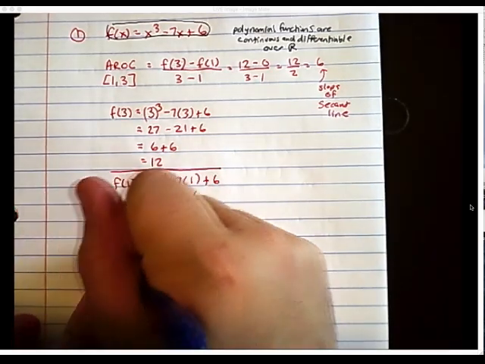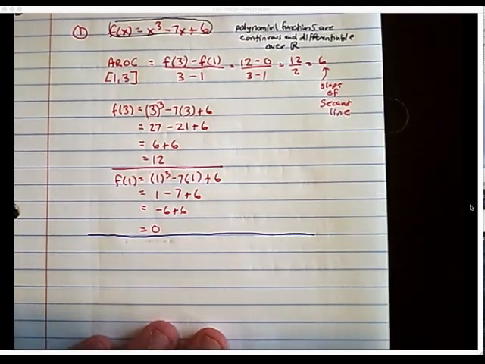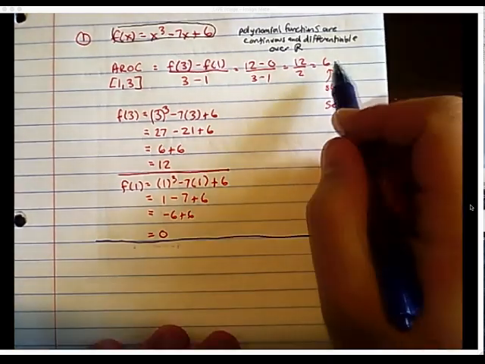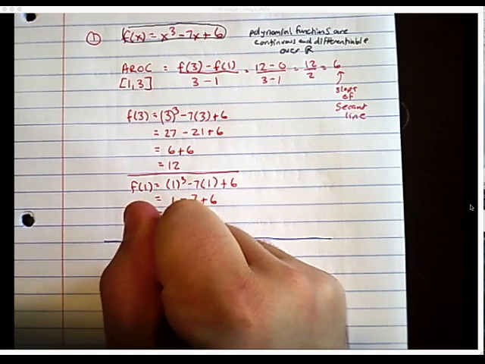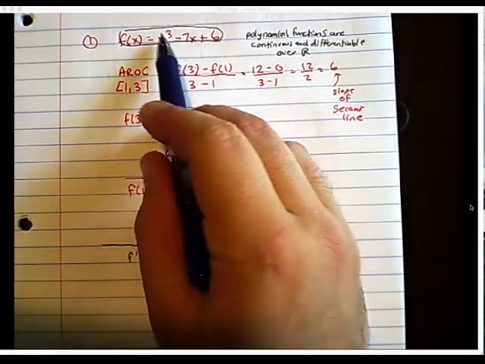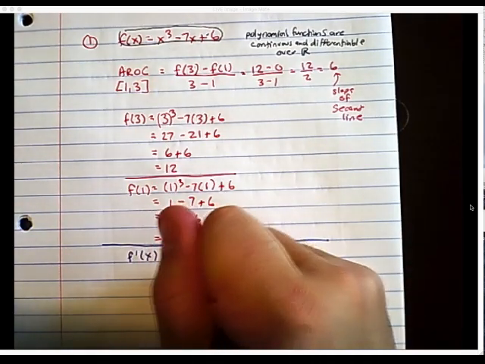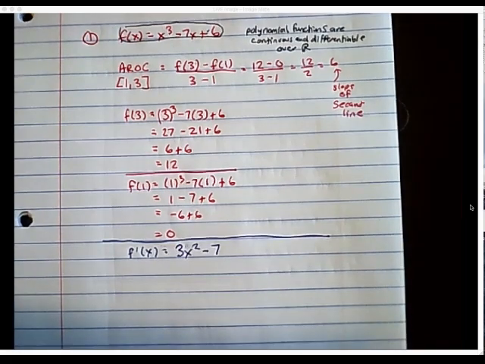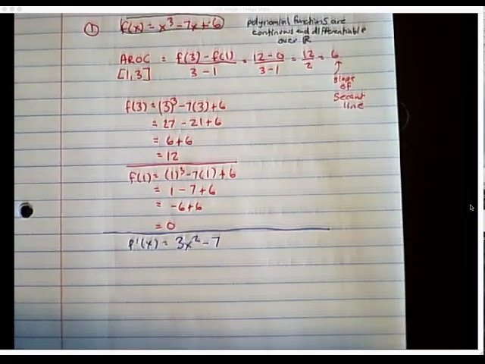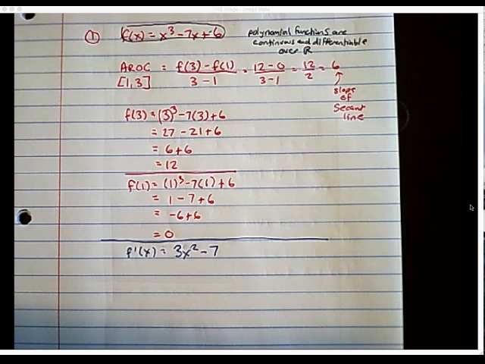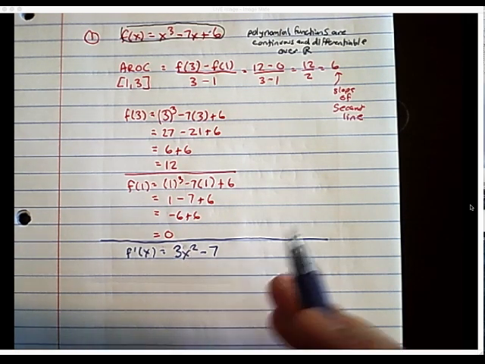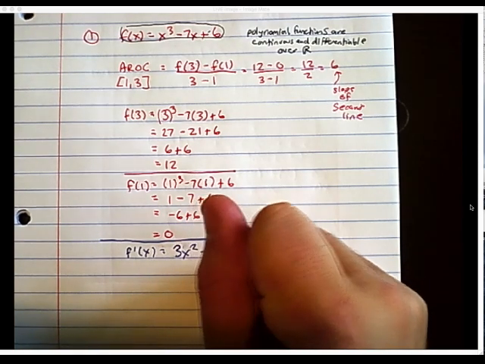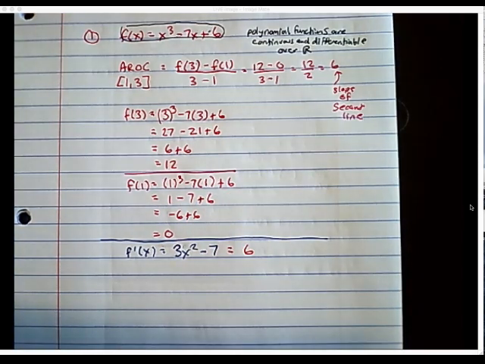Now, we want to figure out where the slope of the tangent line also equals 6. So let's figure out what f prime of x is. Well, here's what f of x was. So the derivative would be 3x squared minus 7. We want to figure out what number can I plug in for x to make the slope of the tangent line come out to 6.